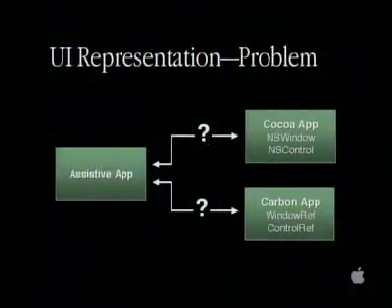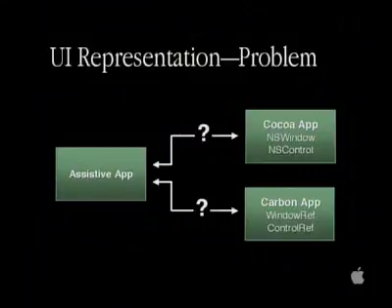But before we can get into the details of the protocol, there's a couple fundamental concepts I want to explain to you about the accessibility APIs. One of the big issues that has to be solved is how does a target app represent its user interface to the assistive application? This diagram shows an assistive application trying to query what's in a Cocoa app and a Carbon app. And the question marks indicate that it's not really clear how they should communicate their user interfaces back.